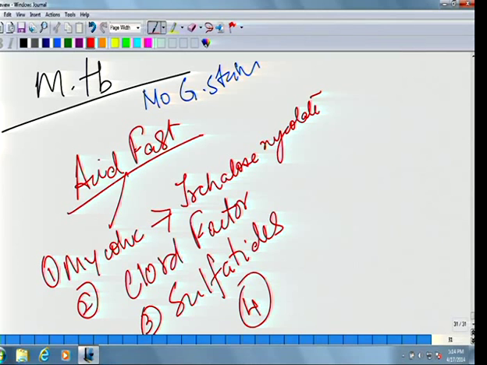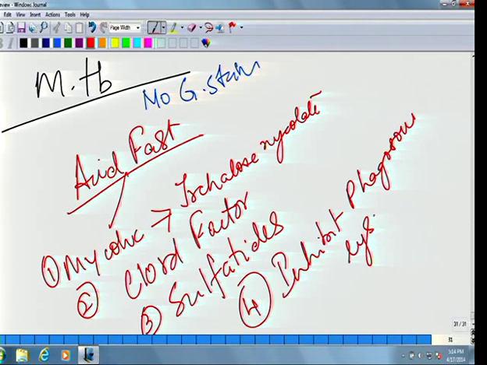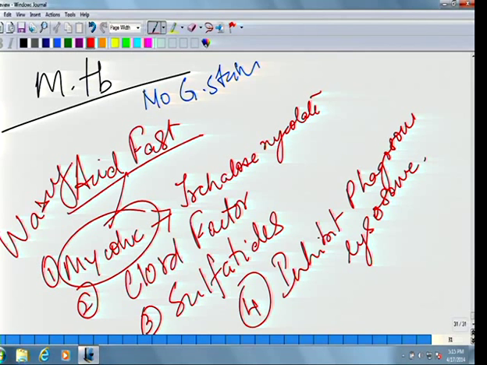And fourth, it can inhibit phagosome-lysosome fusion. Okay, this is the main virulence factor of Mycobacterium tuberculosis. So the cell wall characteristics, the mycolic acid, because of that you can't stain the bacteria. You can't use many of the common antibiotics to treat Mycobacterium tuberculosis infection, mainly because of this mycolic acid, which is a waxy substance. Okay, so that's about the characteristics of Mycobacterium.